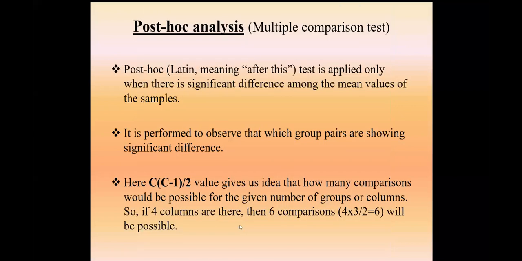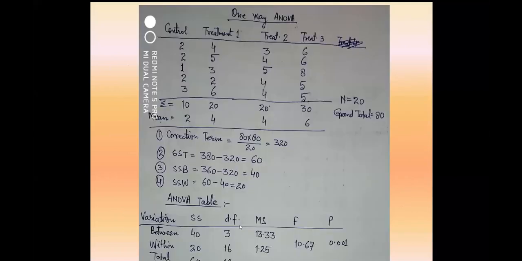Now what I am showing is that in this particular case, we are observing that there is significant difference among the mean values. So remember, if there is significant difference among the mean values, then we can go for a post hoc test. And in the post hoc test, we will be able to know which of the pairs show significant difference.